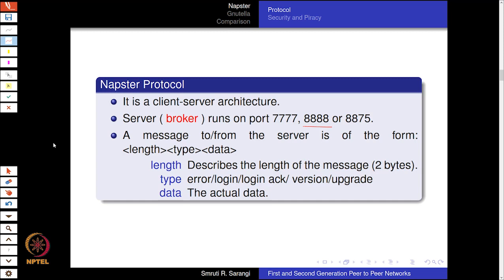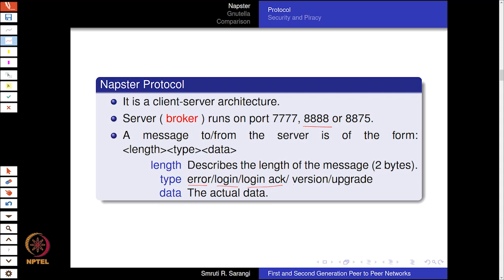The message format between the client and the server was very simple. It was length, type, and data. Length described the length of the message, limited to 2 bytes, 16 bits. The type could be an error, a login message to log in with the password, and a login ACK, an acknowledgement message. It also indicated what version of Napster was being used, and whether the version of the Napster client needed to be upgraded or not. All of this was included in the type of the message, and the data was the actual data being transmitted.